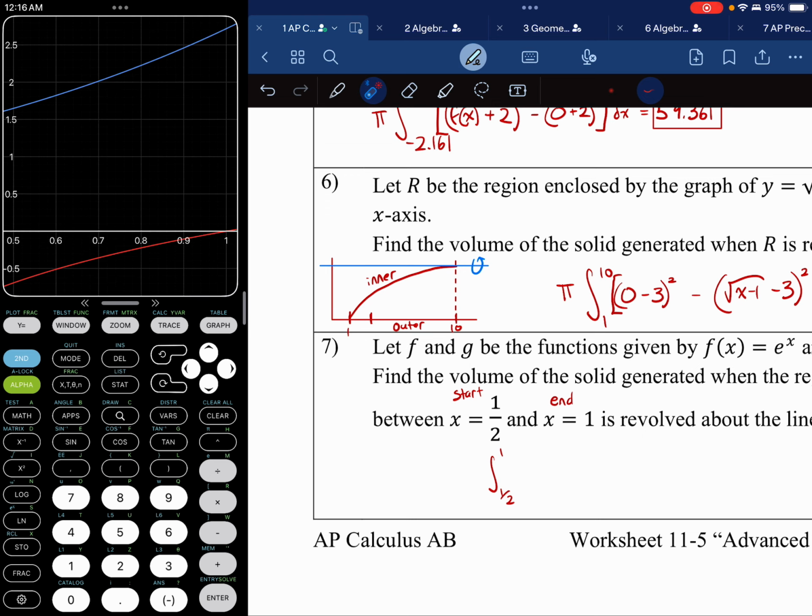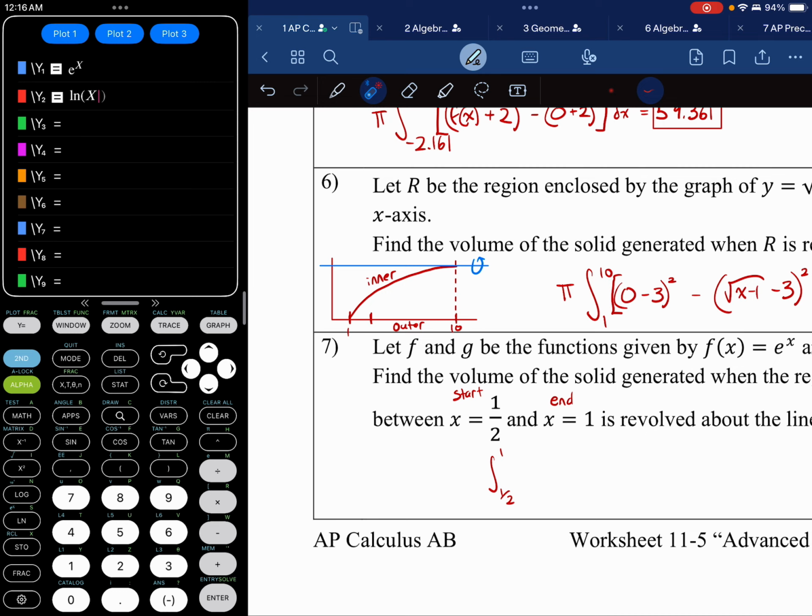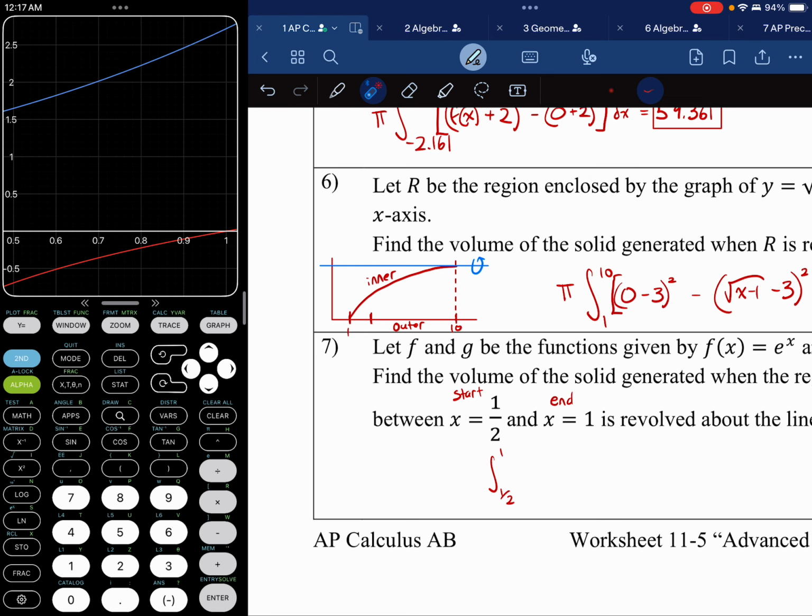Okay. So it almost looks like a parallelogram. Which function was which? I have colors enabled. So blue is e to the x and red is natural log of x. It says the color on the left of the function. So blue is e to the x and blue happens to be on top.